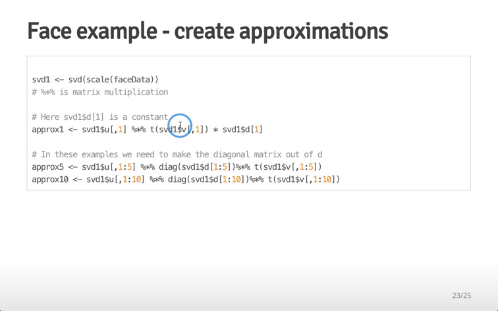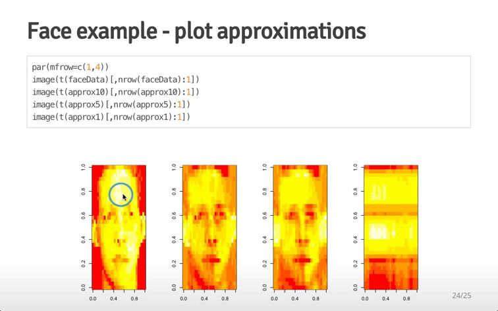So I have an approximation with one singular vector, with 5 singular vectors, and with 10 singular vectors, and I can show you what those look like in terms of images. On the left here, you see the original image itself. The next picture over is the image that you get if you only include the top 10 singular vectors. What we've done here is eliminate a lot of the data and store only a much smaller subset of the data, and you can see that you get very close to the original image itself.